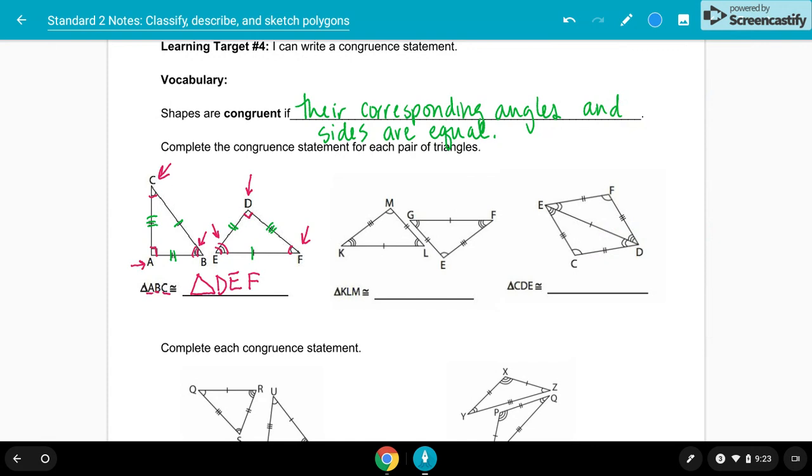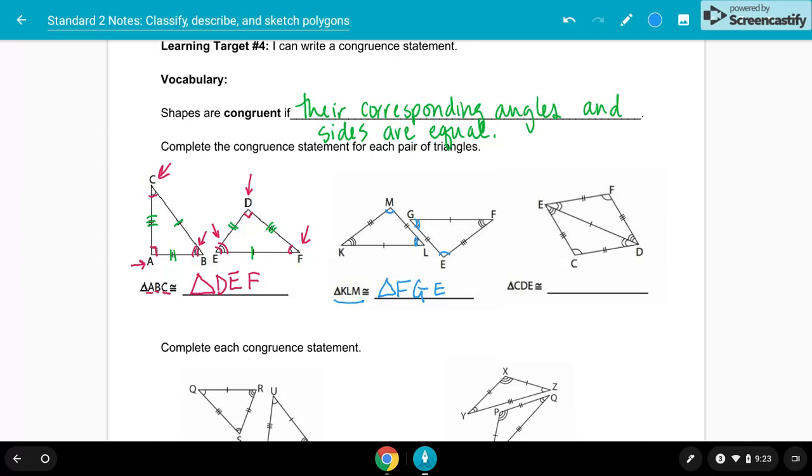So triangle KLM over here is congruent to triangle, let's see, K comes first. That has 3 arcs, so that's F. L goes second. That has 2, which corresponds to G. And M goes last with 1, and that corresponds to E.